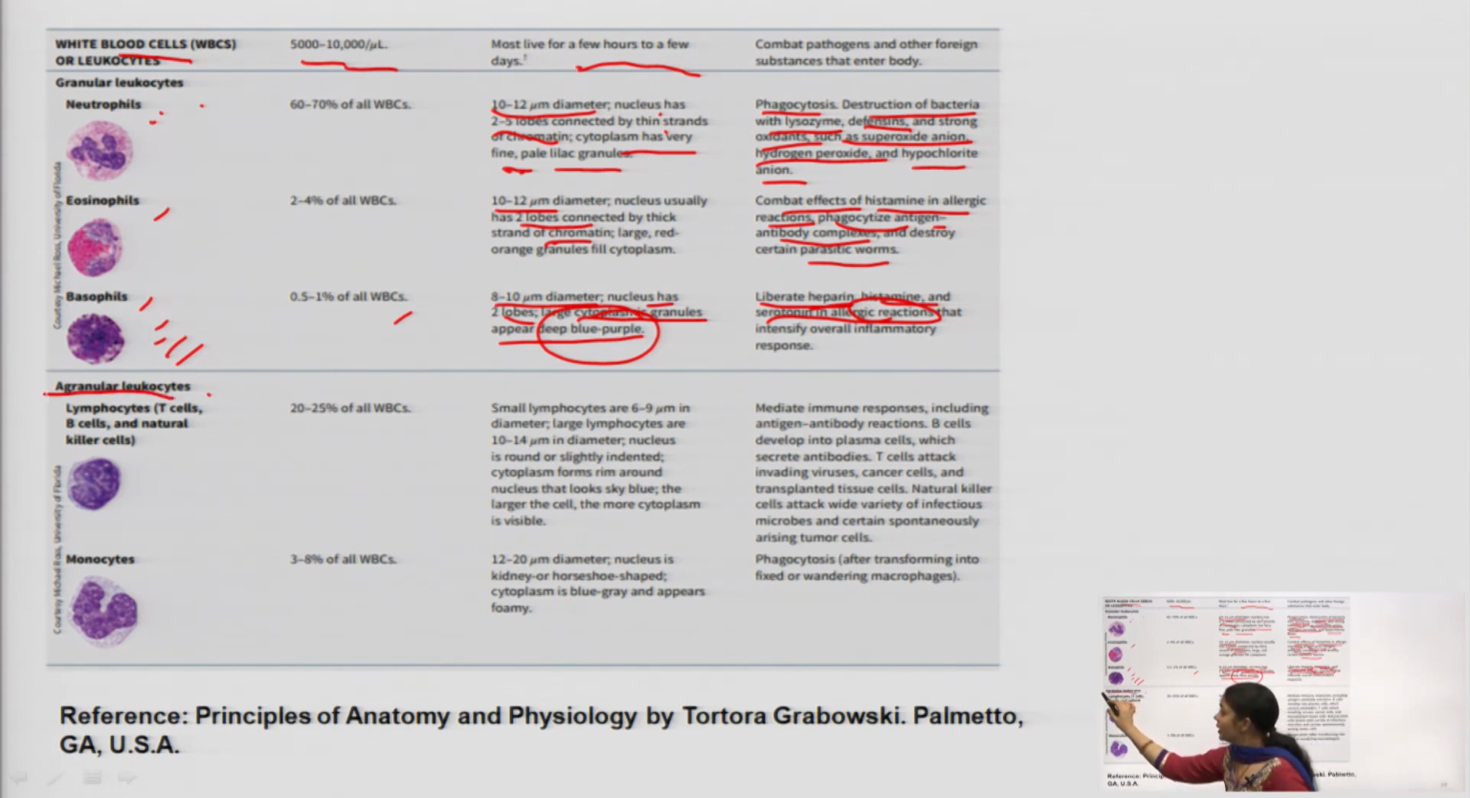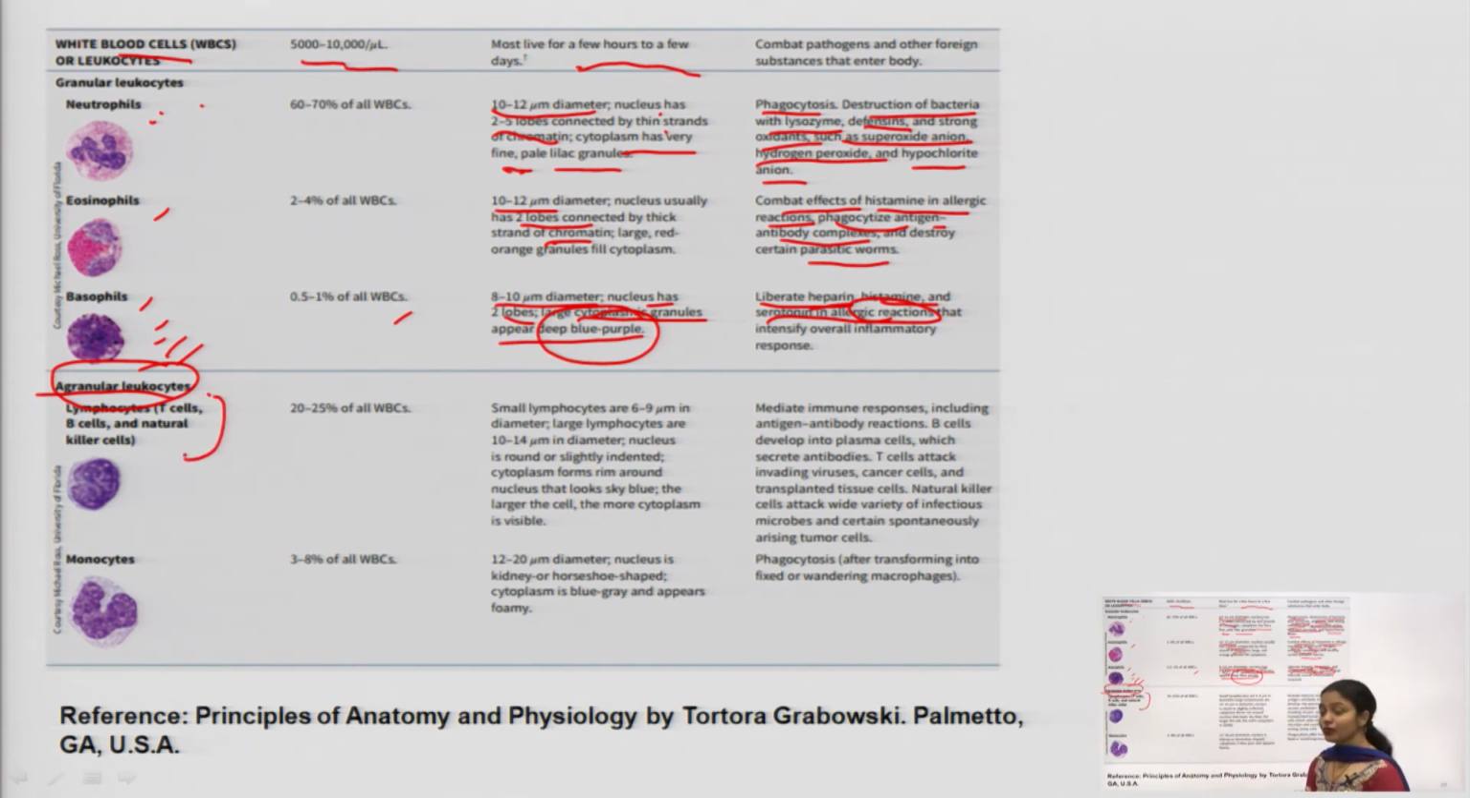Now come to the agranular leukocytes. Agranular leukocytes also have cytoplasmic granules, but they are not visible under a light microscope due to their small size as well as poor staining quality.